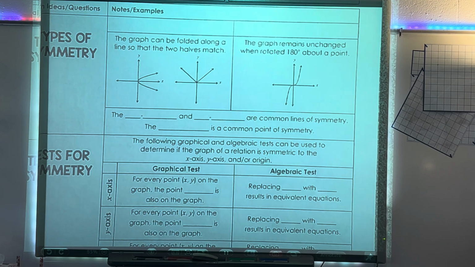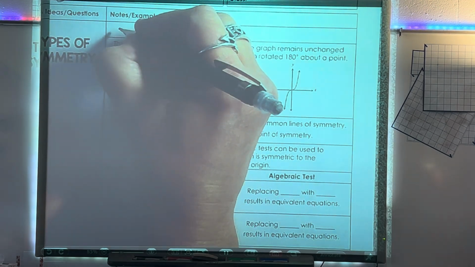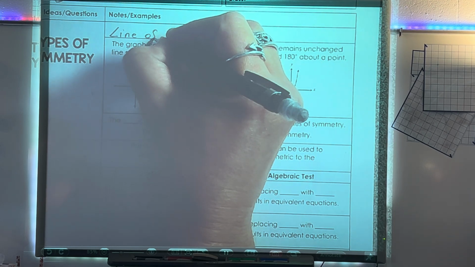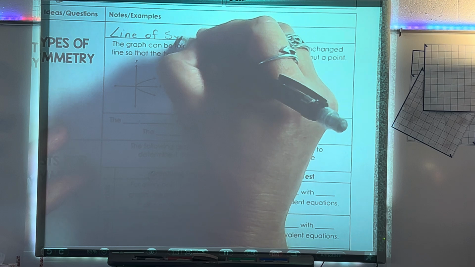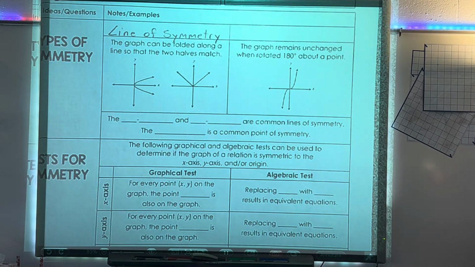This goes all the way back to 4th grade, where you first deal with symmetry. So you can have a line of symmetry, where you have a whole line that cuts a graph in half, which in this case is showing either the x-axis or the y-axis.